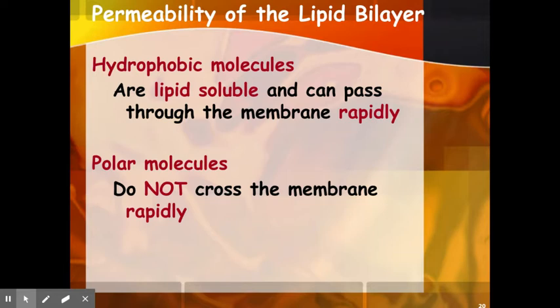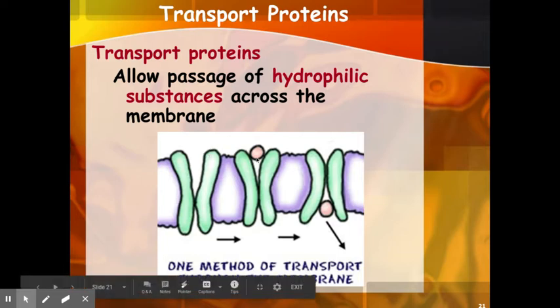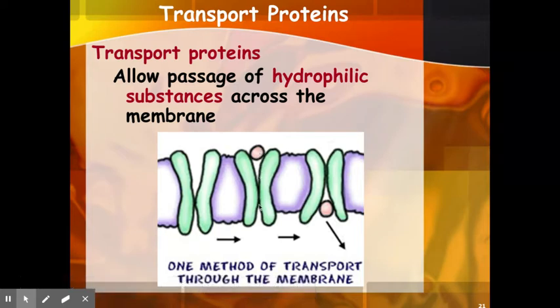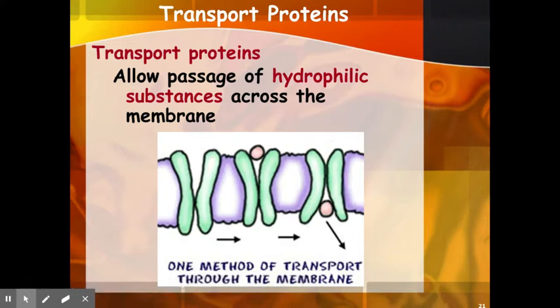Polar molecules, on the other hand, do not cross the membrane rapidly. An example that we should be familiar with is water. Glucose would be another example, polar molecule, or salts that cannot pass freely. So what do they do? What they need is called a transport protein. You can see in this picture what a transport protein does. If this is the polar molecule that needs to cross, it needs to go through that protein. It's basically allowing transport across that membrane.